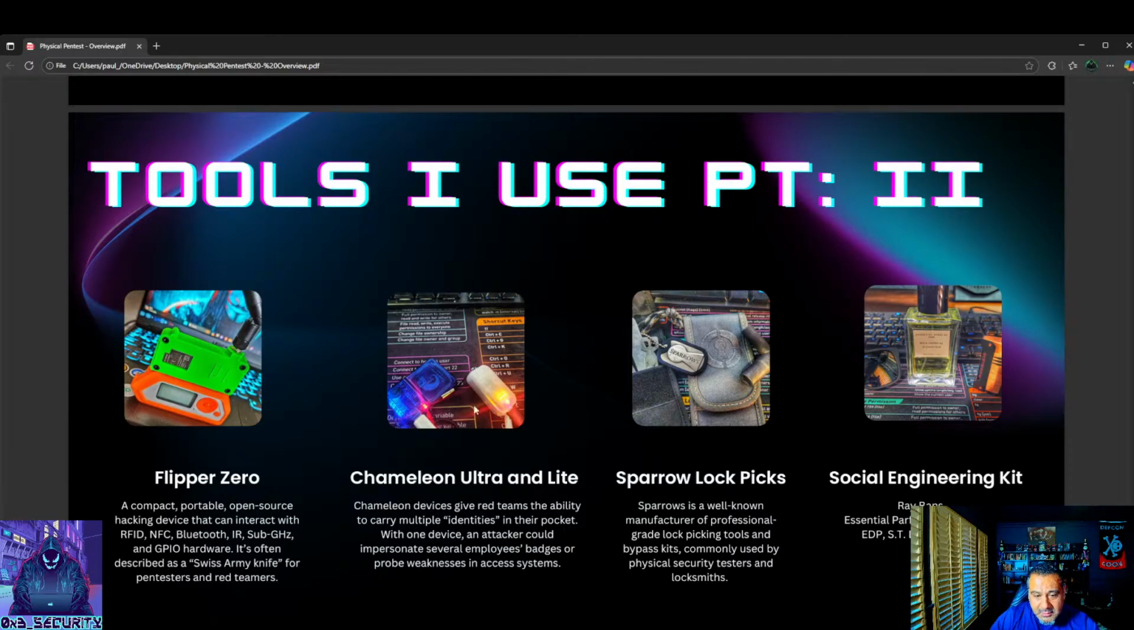Now, again, two smaller units, for badges, are the Chameleon Ultra and the Chameleon Light. There is also an app for those as well that you can use on your phone. Sparrow lockpicks. I like Sparrow. Like I said, if you could spare the extra bucks, get them. They are great. They last long. The quality is great. And right here, it's kind of cut off, but it's a water tool.